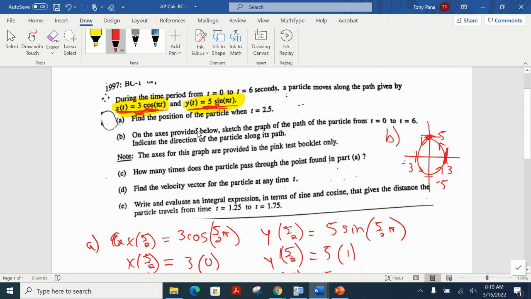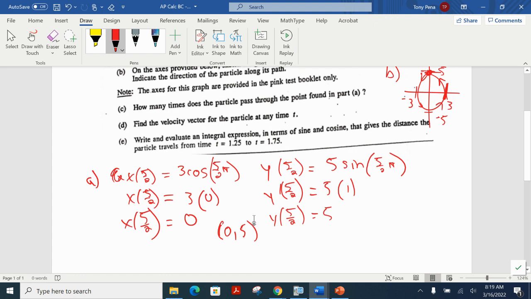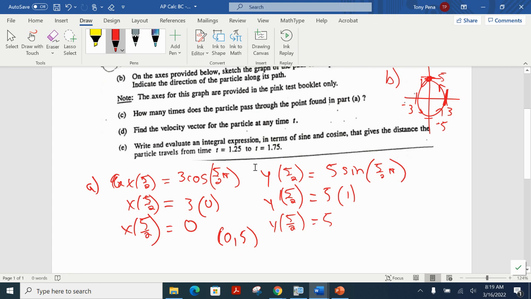All right, C, I like to look at how many times the particle passes through the point found in part A. So the point in part A is 0, 5. Typically, I would have people think this one through. It's a little bit different of a question than you've been asked before, and I like you to think those through a little bit, so when you see those on tests and such, you're used to thinking that through. If you wanted to think that through, pause me, see if you can figure that out.